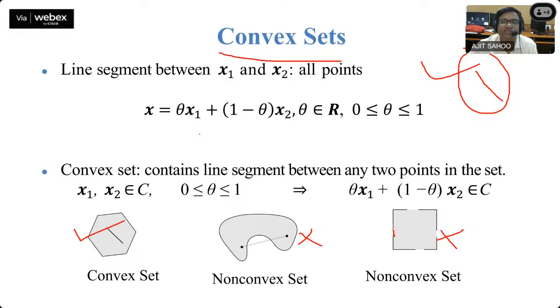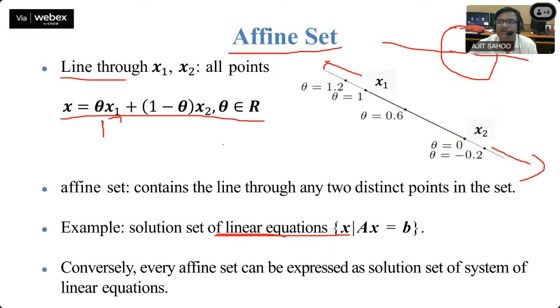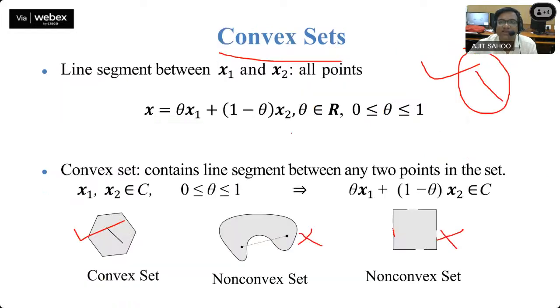So what is the difference between a convex set and an affine set? Here the line should be inside the set. For an affine set, theta belongs to R, so that gives a line. But for a convex set, theta must be between 0 and 1. Then it becomes a line segment. If you draw this equation, it goes from one point to another point, only a line segment. That is called a convex set.